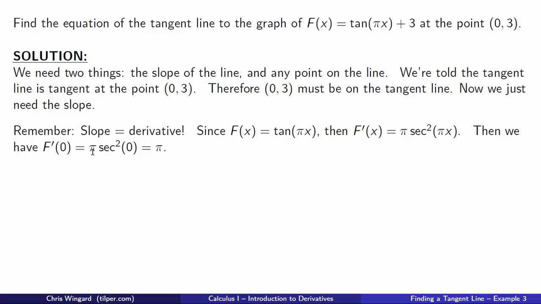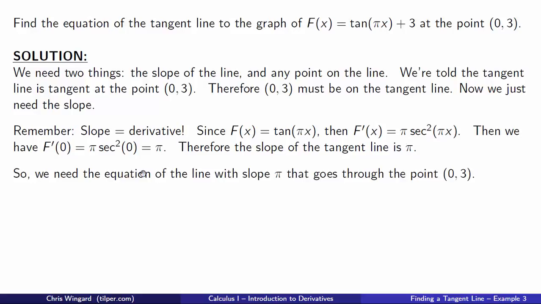So F prime of 0 is pi times secant squared of 0. Secant squared of 0 is just 1. That's a unit circle trig type thing. And pi times 1 is just pi. So F prime of 0 is pi. So the derivative at the point (0, 3) is pi, which means the slope at that same point is also pi. So the slope of the tangent line is pi.